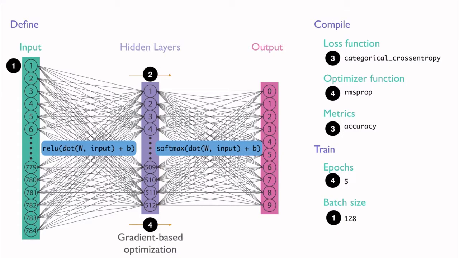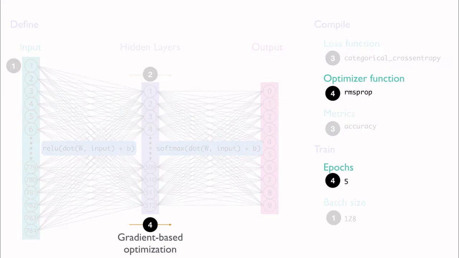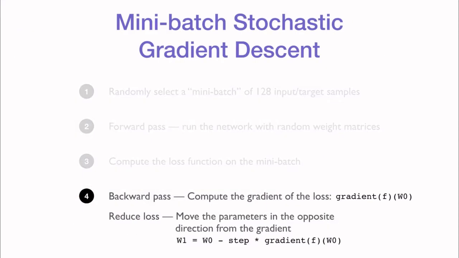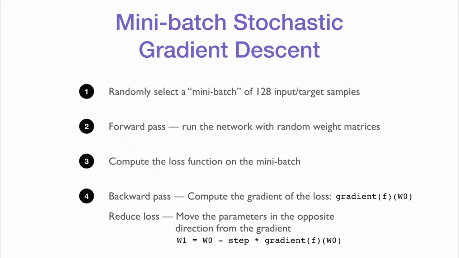Now that we have some idea what's happening under the hood, let's return back to the fourth step in our model's execution. We see that it's actually made up of two parts. First, we computed the gradient of the loss function, categorical cross entropy, with regard to the parameters of the network. This is called the backward pass. Second, we adjusted the parameters a little in the direction opposite to the gradient, thus lowering the loss on the batch by a small amount. Taken together, this is gradient-based optimization.